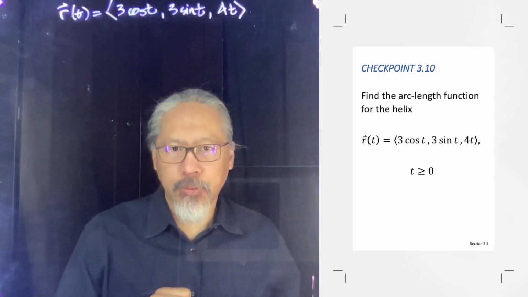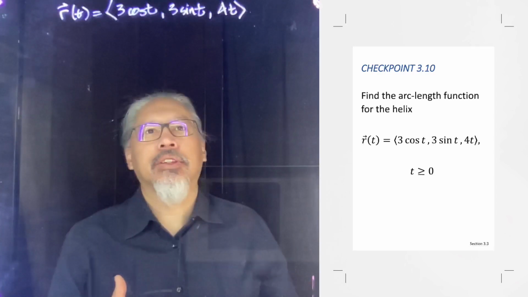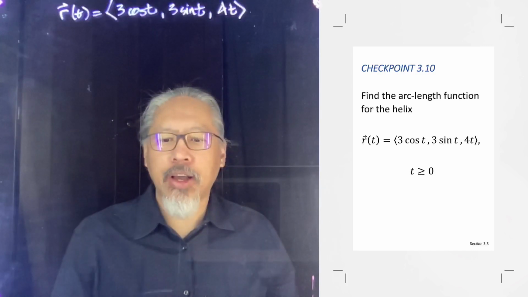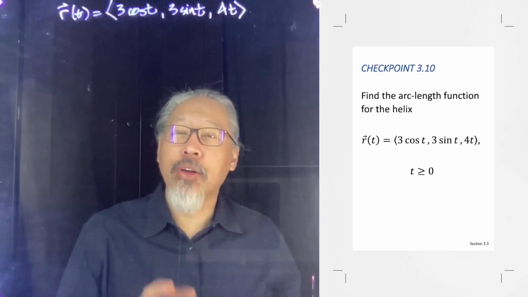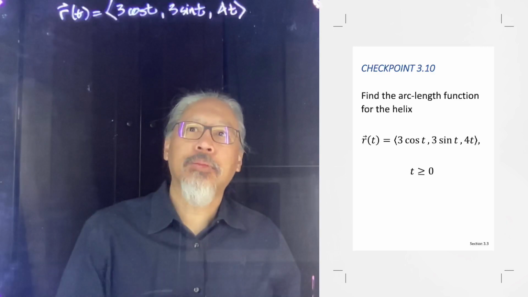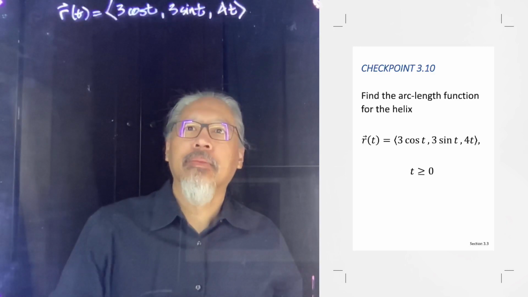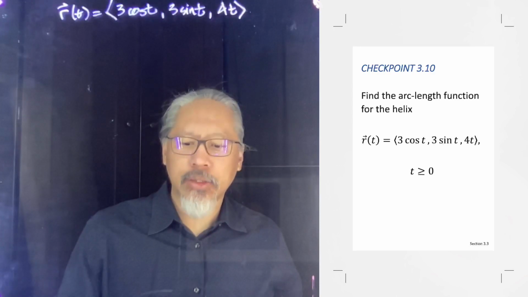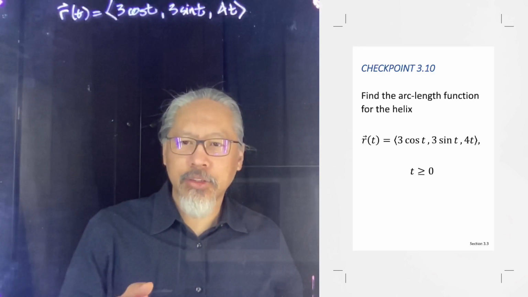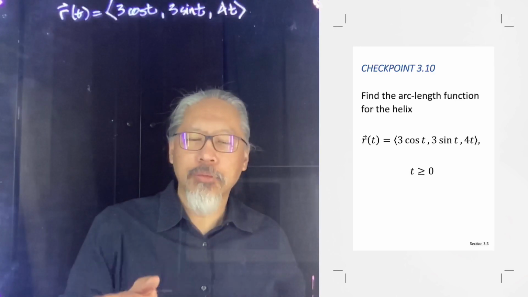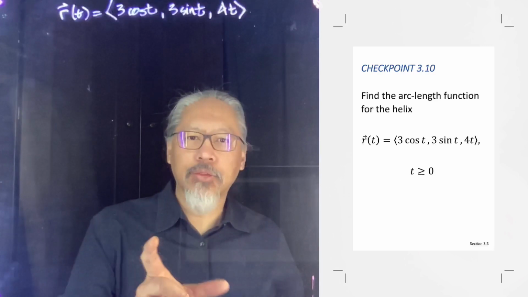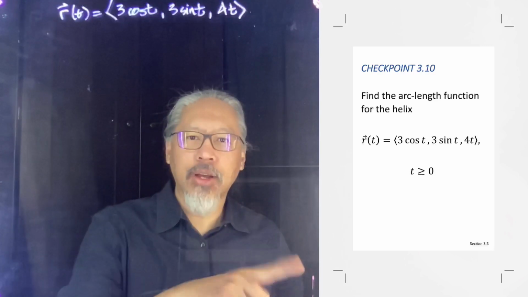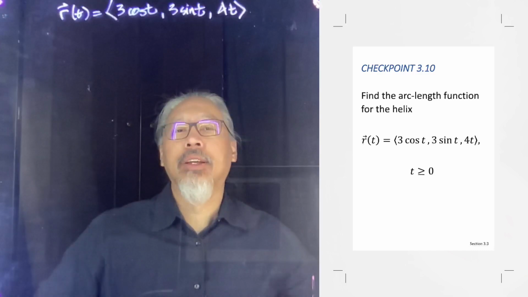So helices, remember, are the nice functions where we can reparameterize it so that it's parameterized by arc length. And parameterized by arc length, if you remember, is a way we parameterize things so that if our parameter goes from 0 to 1, we'll have an arc length of 1. Or if your parameter goes from 0 to 5, you'll have an arc length of 5.